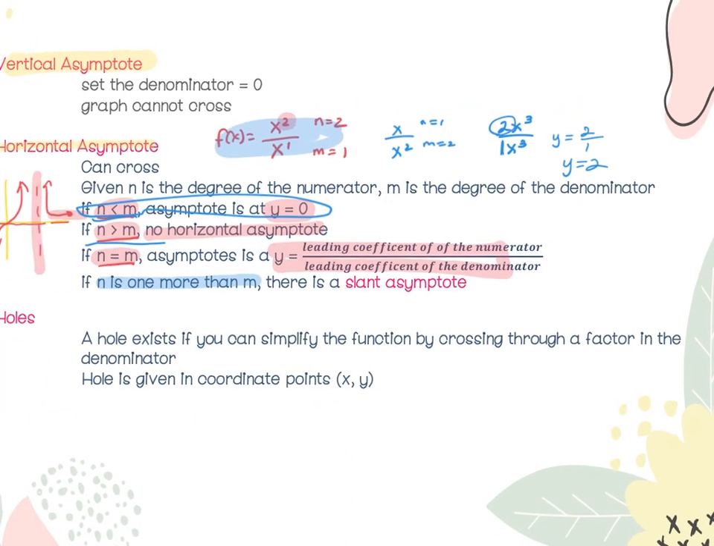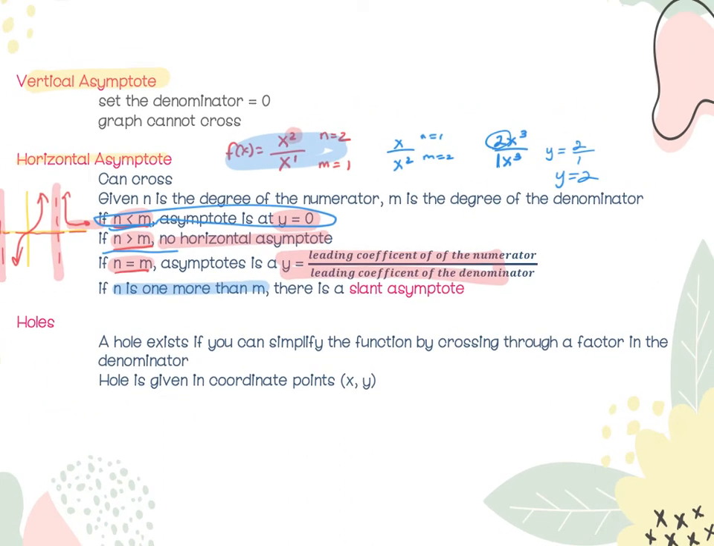Yep. Okay, and then there's super fun, extra special cases called holes. And I say that very sarcastically. A hole exists if you can simplify the function by crossing through a factor in the denominator. So if I am able to factor what's in my expression and I can cancel out a factor, I no longer have an asymptote at that because it's gone, but I have a hole in my graph. And we'll see examples of that, okay? When you write the hole, it's given as an x, y coordinate point.